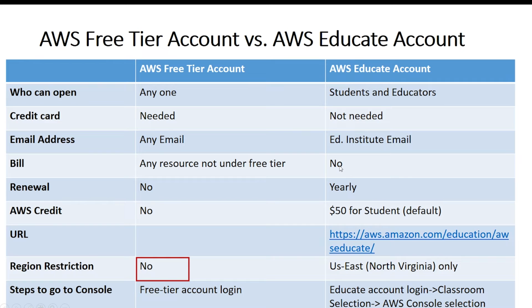For the free tier account, there are no restrictions on the regions from where you can use the resources. That means you can use resources from any region. On the other hand, the Educate account resources are restricted to the US East region only.